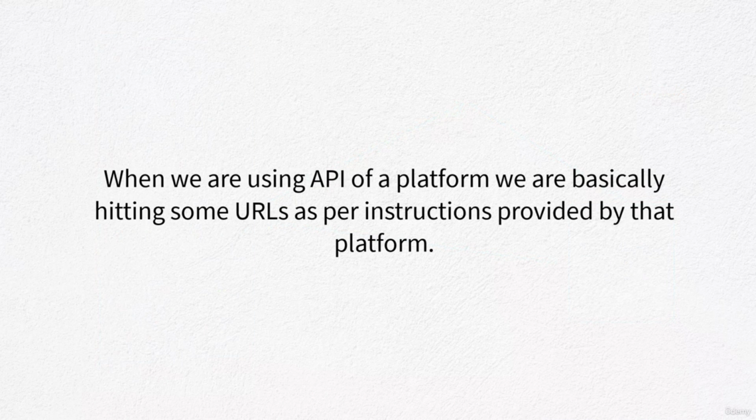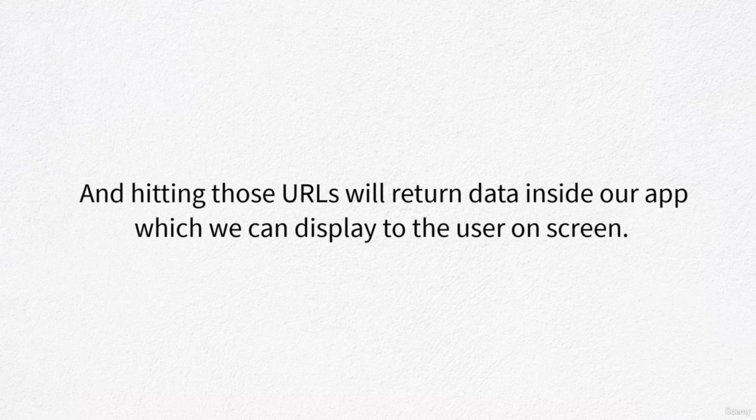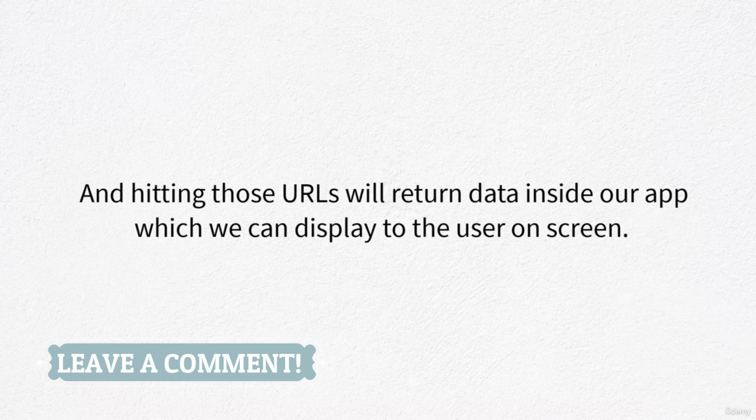So when we are using an API of a platform, we are basically hitting some URLs with instructions provided by that platform, and hitting those URLs will provide the data inside our application which we can display to the user on screen.